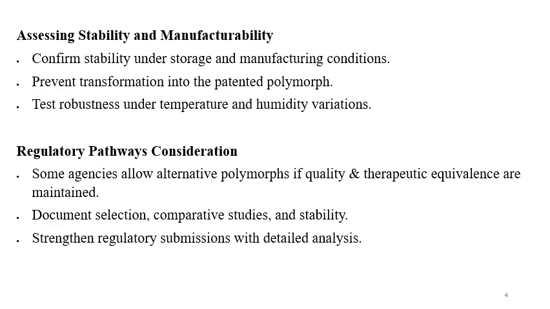Prevent transformation into patented polymorphs. This is very important. Sometimes you select the non-patented polymorph, but due to some reason like storage or manufacturing conditions, it gets converted into the patented polymorph. Then the generic applicant is in the patent claim, or the generic formulation will not be non-infringing. So prevent transformation. The polymorph that is used should be retained in the final product till the end of shelf life. Test robustness under temperature and humidity variations.